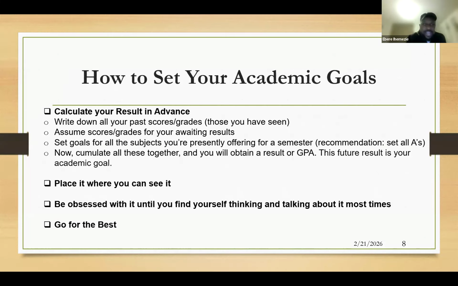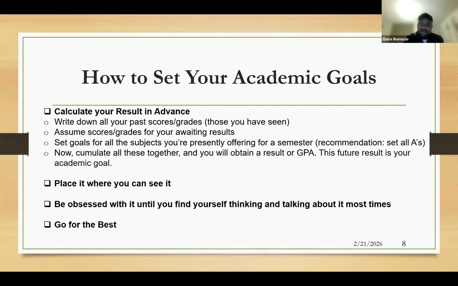Now, how do you set your academic goal? One, these are practical steps, and these are some of the things I did. Like I said, you don't have to do exactly what I did, but master the principles. The key principle here is you have to set your goal. Calculate your results in advance, and there are 4 ways to do this.